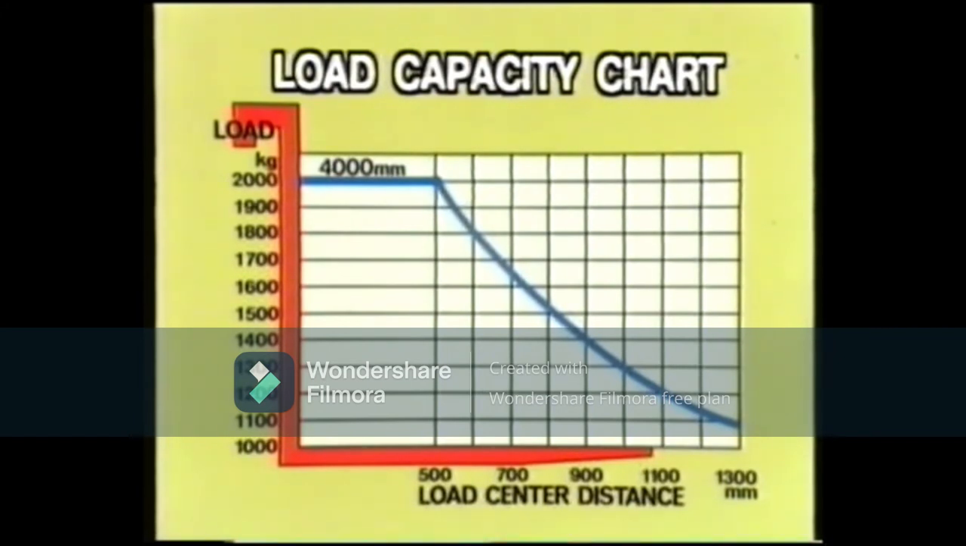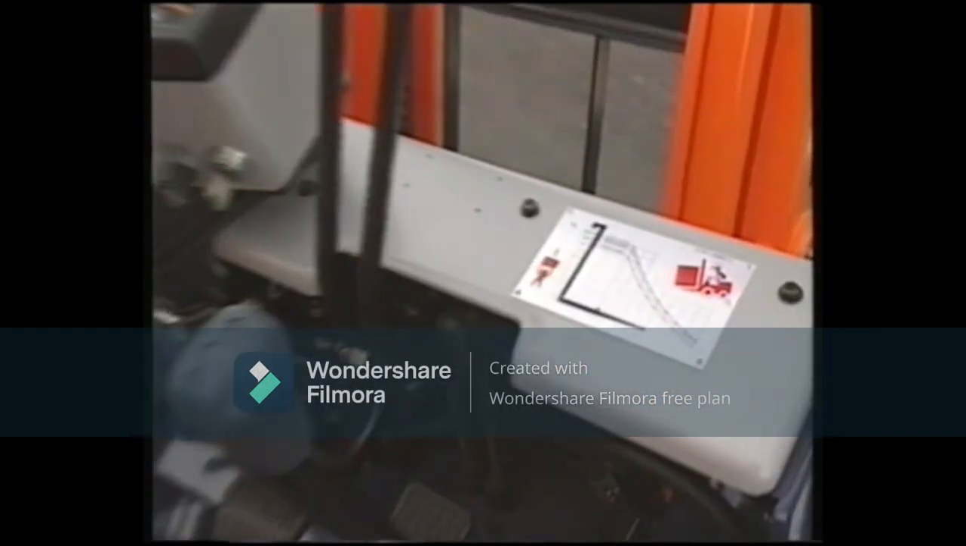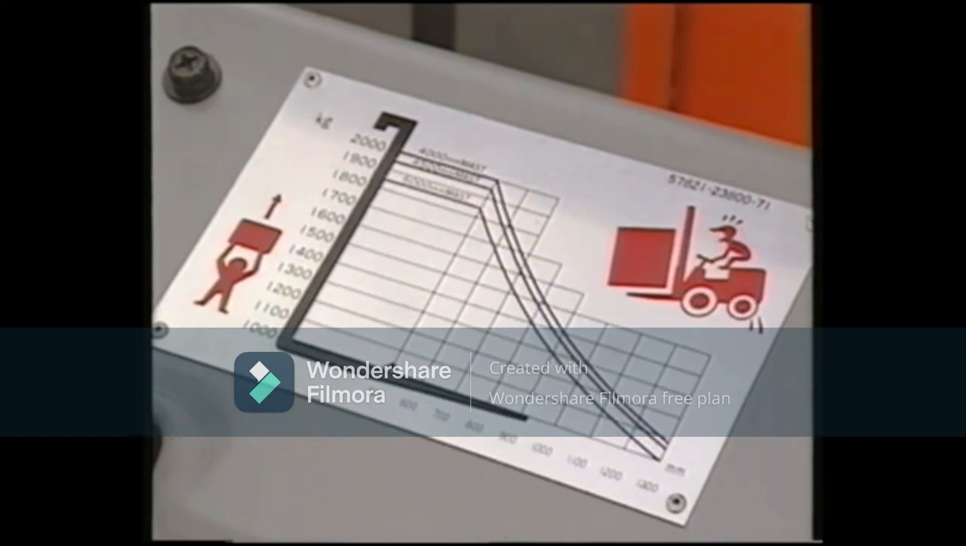The permissible load weight also changes by the amount of lift. This graph shows how much the permissible load weight is reduced as the amount of lift increases. A load capacity chart is attached to each forklift. These graphs show the permissible load when the forklift is on a level surface.